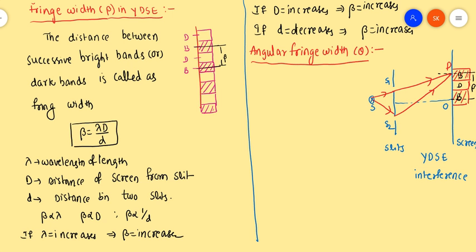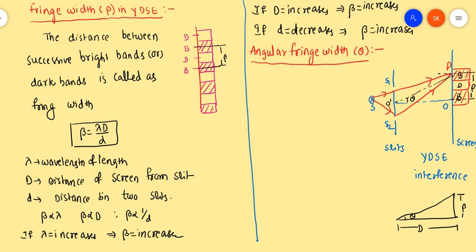The distance between the successive bright bands is called the fringe width. You join the midpoint of the two slits with the fringe width. Okay, this is making some angle here. Very simple, I will draw the diagram. For example, this is the fringe width, beta, and this fringe width is making some angle at the slit. And this distance is capital D.